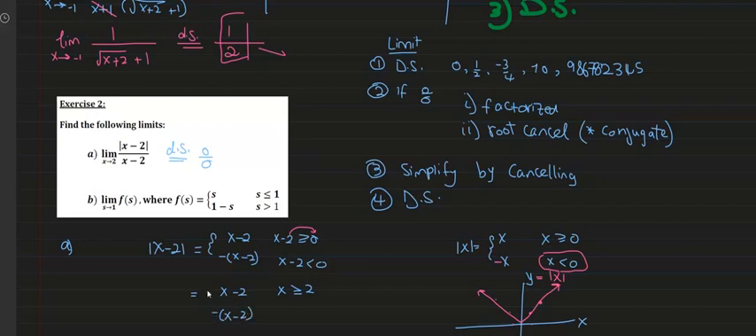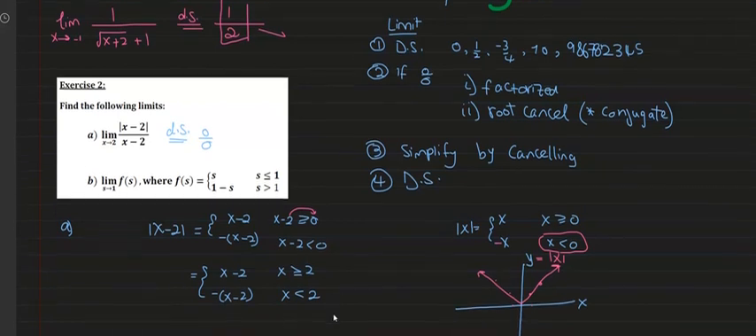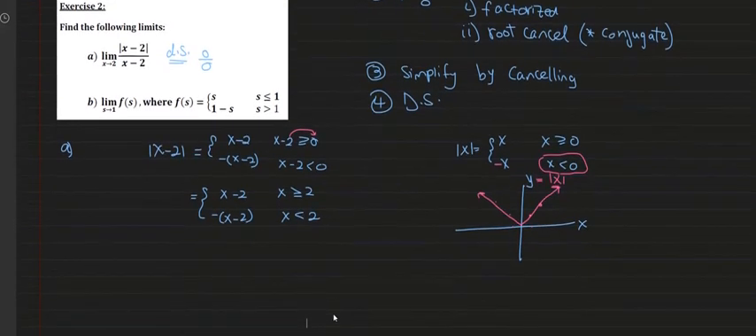And the negative x minus 2 will happen when x is less than 2. So this is the simplification, and that's what we will exactly use.